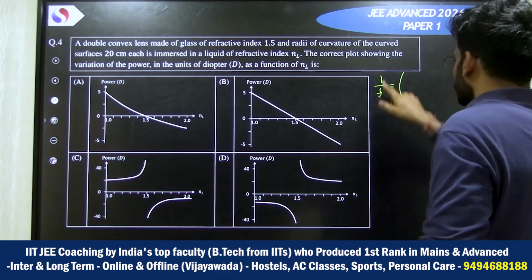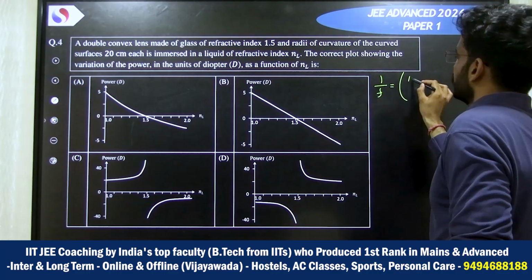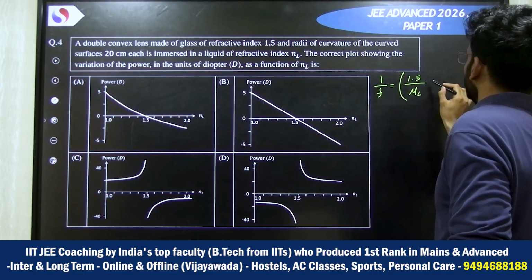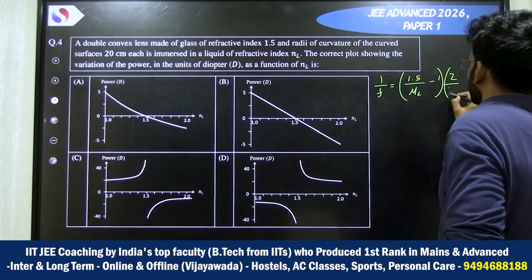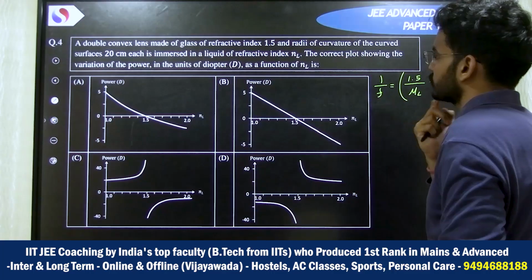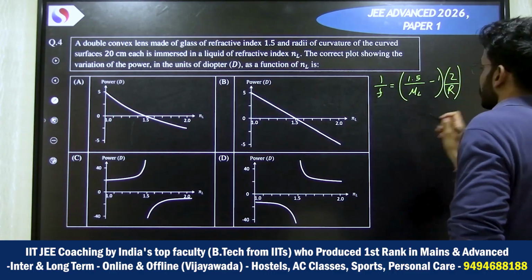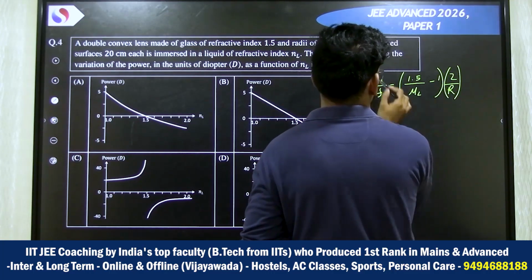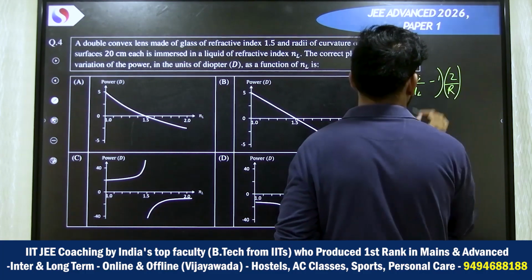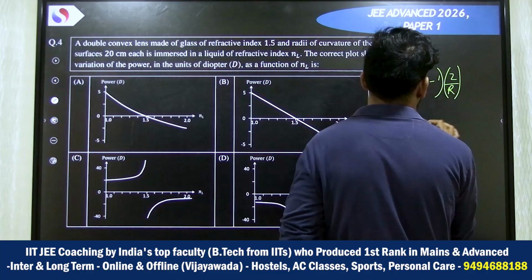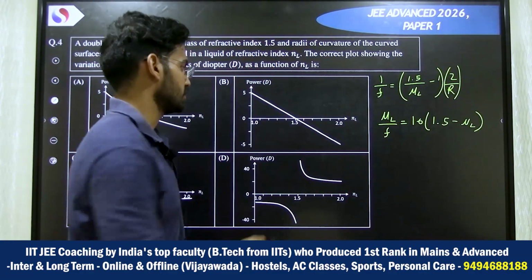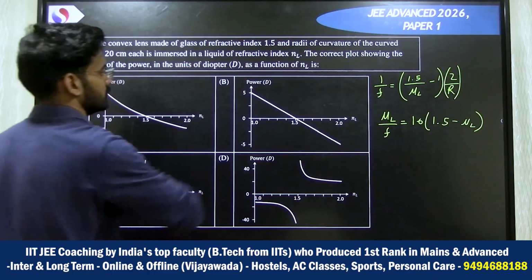Okay. So 1 by f is equal to the refractive index 1.5 divided by mu L, minus 1, into 2 by R will come. You can solve here, okay? R, he asked in diopter, so we have to solve in meters, right? So this will be 1 by 5, 10 will come. Here if you take the LCM and send mu L this side, mu L by f is equal to 10 into 1.5 minus mu L, right? Now this mu L by f is the power, okay?